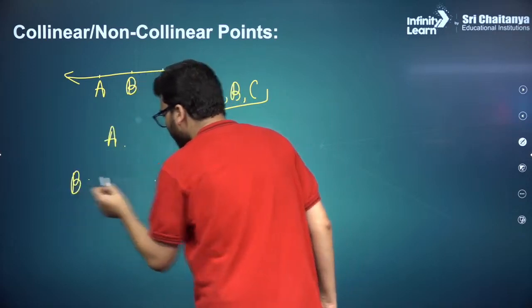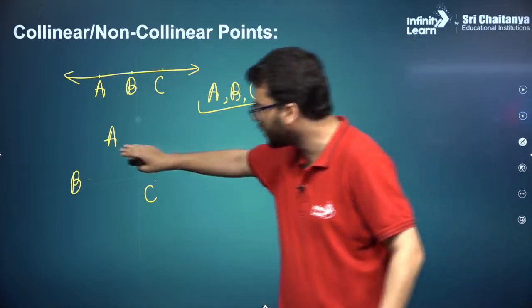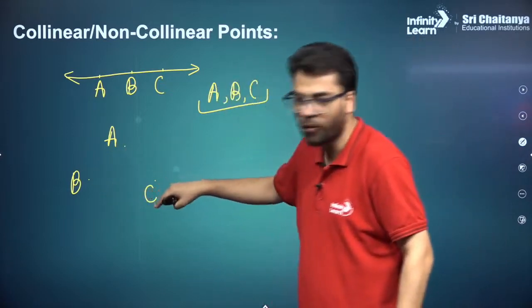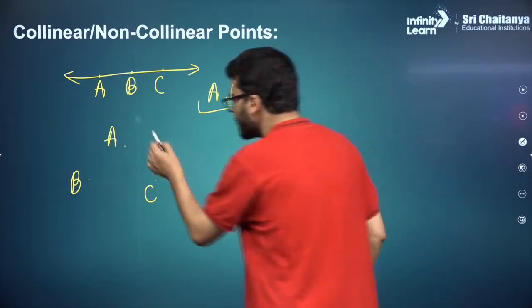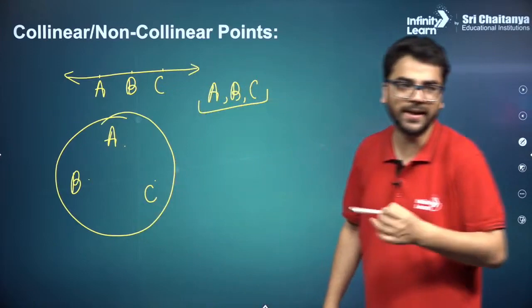So you see over here, you cannot draw a unique line or a unique line segment joining these 3 points. Therefore these 3 points are not collinear, right? These 3 points are not collinear.